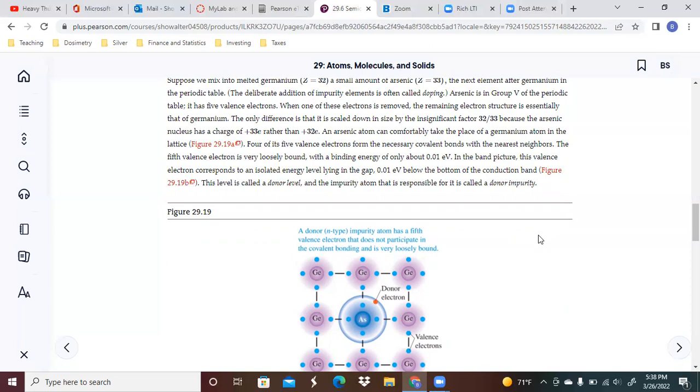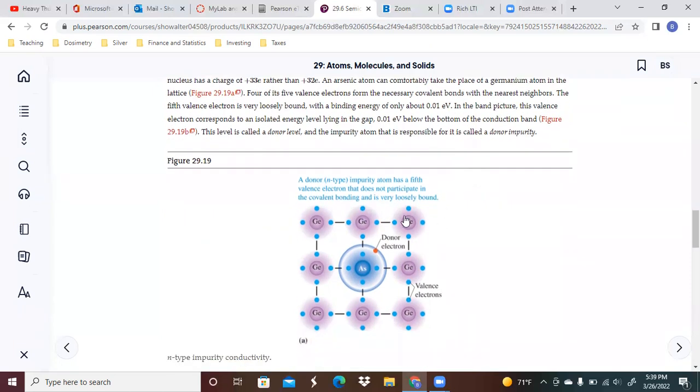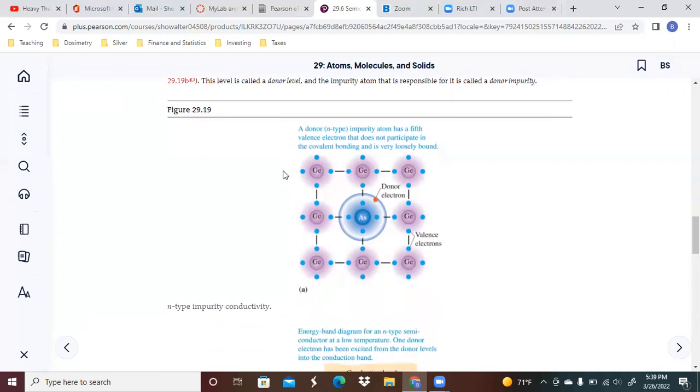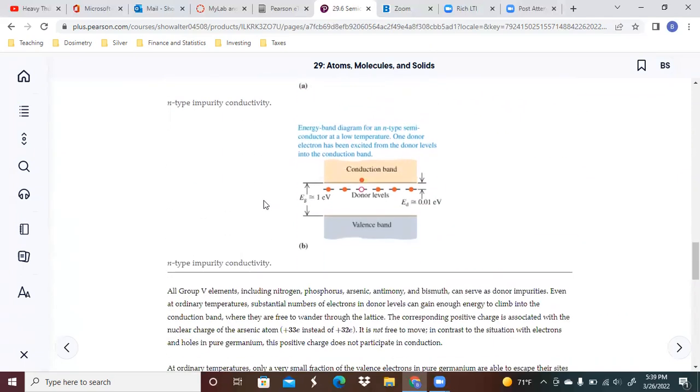An arsenic atom can comfortably take the place of a germanium atom in a lattice. 4 of its 5 valence electrons form the necessary covalent bonds with the nearest neighbors. The 5th valence electron is very loosely bound, with a binding energy of about 0.01 eV. In the band picture, this valence electron corresponds to an isolated energy level lying in the gap, 0.01 eV below the bottom of the conduction band. This is called the donor level, and the impurity atom that is responsible for this is the donor impurity, which is what this is referring to.